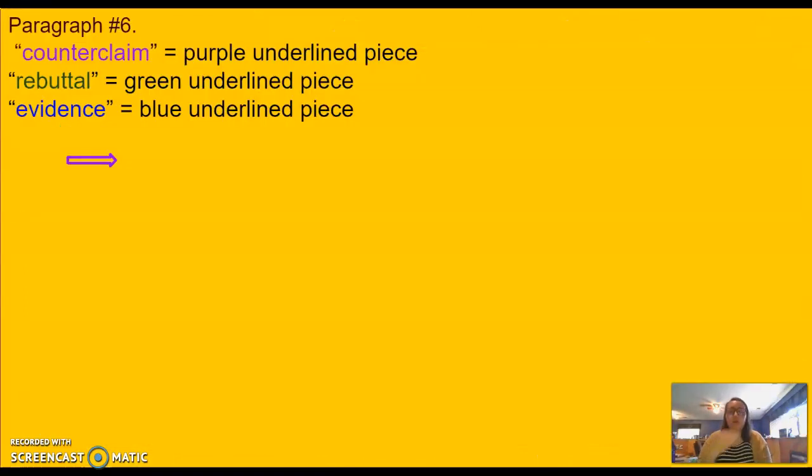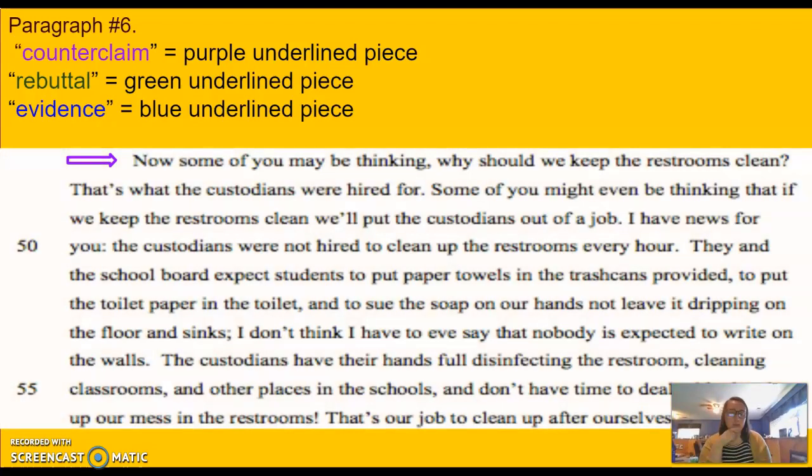All right, so let me show you what that looks like in Dakota's paragraph. Now, some of you may be thinking, why should we keep the restrooms clean? That's what the custodians were hired for. Some of you might even be thinking that if we keep the restrooms clean, we'll put the custodians out of a job. I have news for you. The custodians were not hired to clean up the restrooms every hour.